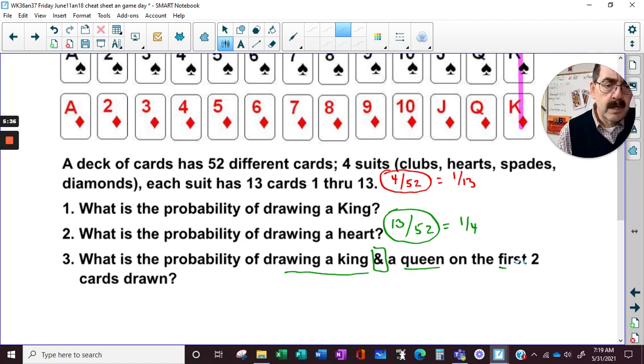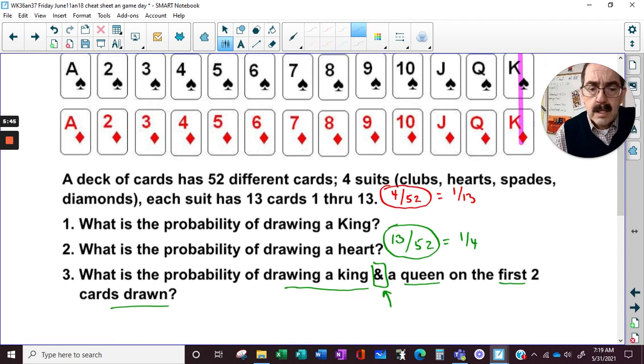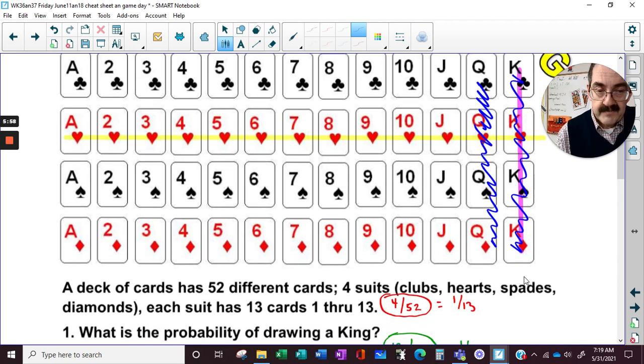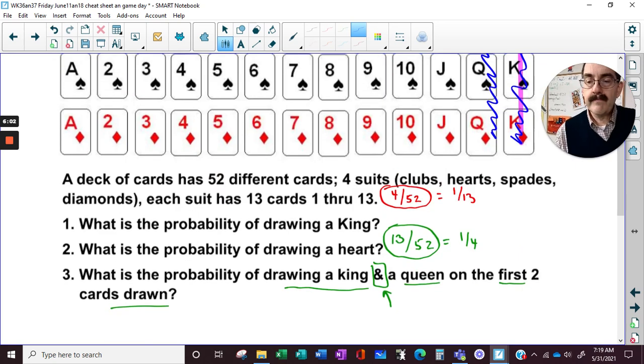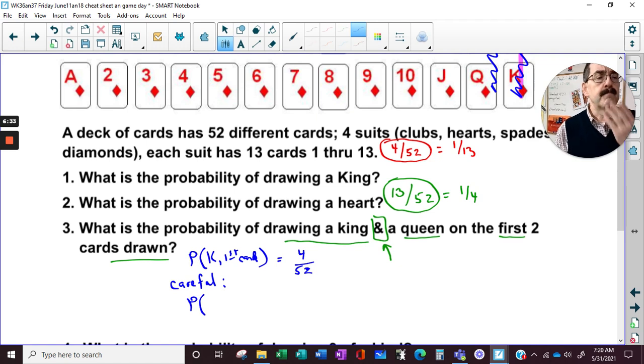What is the probability of drawing a king and a queen on the first 2 cards drawn? And king and a queen. Oh, just king and a queen. King, queen. Now careful. Got to have a discussion here. What's the probability of drawing a king on the first card? Probability king on the first card. There's 4 kings out of 52. Okay? Now, careful. The probability king and a queen on the first 2 cards.